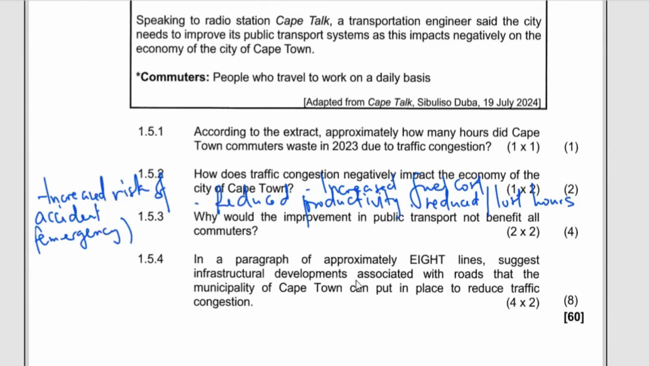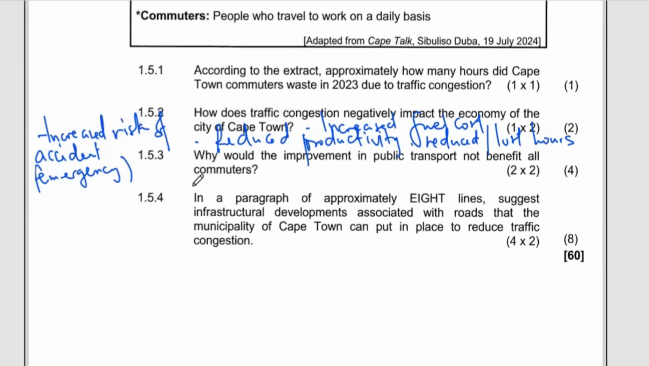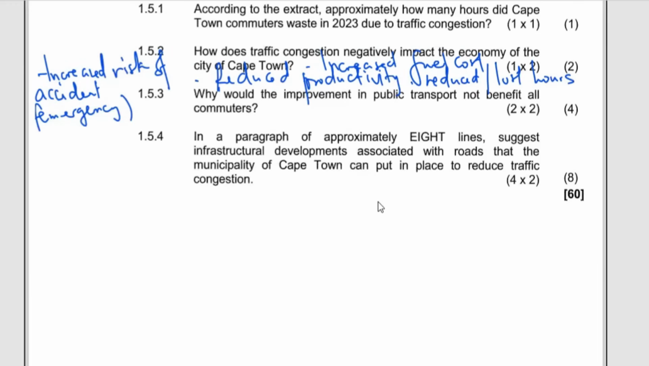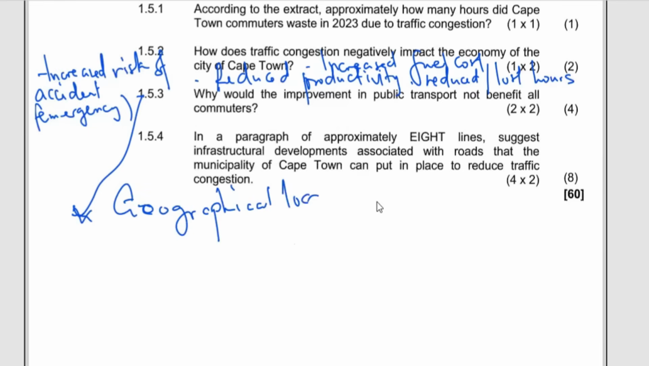Right, move on to the next question. Why would the improvement in public transport not benefit all commuters? If we try to improve public transportation, it is going to benefit some, but some are not going to benefit. Why is it like that? We look at aspects like geographical location. Some people cannot easily access the improved infrastructure because of their physical location. And for that reason, they cannot benefit.